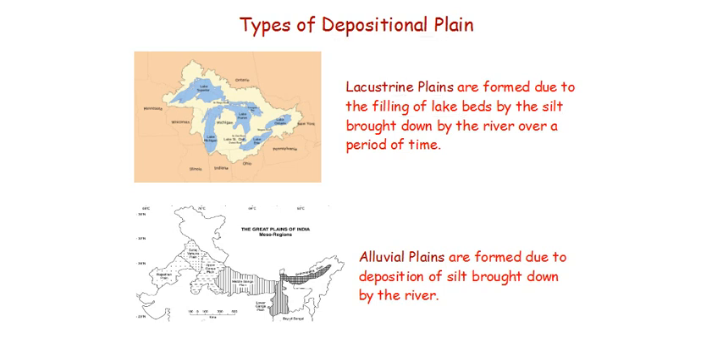Now, alluvial plain. Alluvial plains are formed due to deposition of silt brought down by the river from the mountain. One very great example of alluvial plain is the Indo-Gangetic Plain, in the part of India. This great plain is formed due to the deposition of sediment brought down by the three major river systems, that is Indus, Ganga and Brahmaputra.